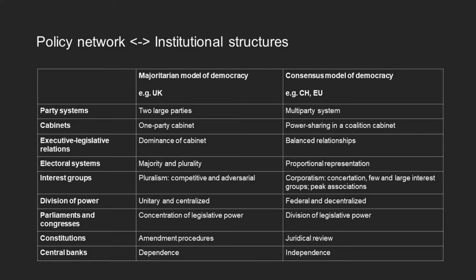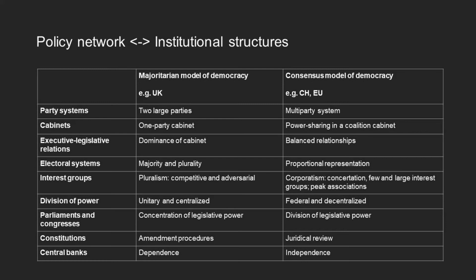You have different cabinet structures, different relationships between executive and legislative, different electoral systems, different interest group structure, different division of power, different parliaments and congresses, different constitutions and central banks. Basically, all of those are the rules of the system. So they shape the goals of what policymaking achieves. That means that a strategy that you have, for example, in the UK might actually not work in Switzerland because you have a different party system or a different electoral system.